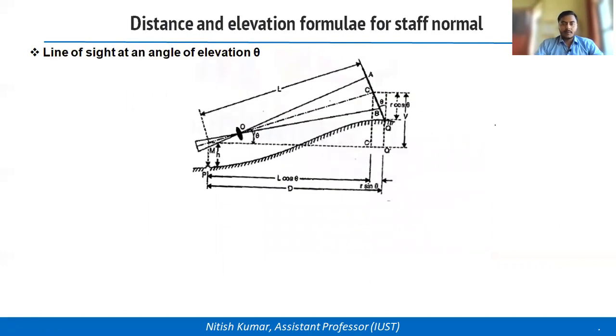Now, we will start this lecture from the case when the staff is normal. We can calculate the horizontal distance between two points on the ground by using the tachometric instrument by keeping the staff normal. Staff normal means normal to the line of sight.